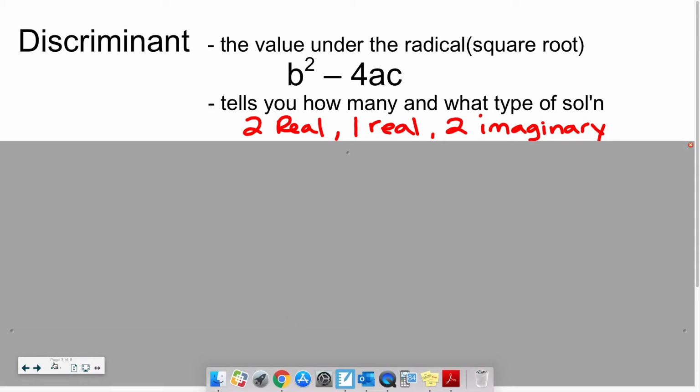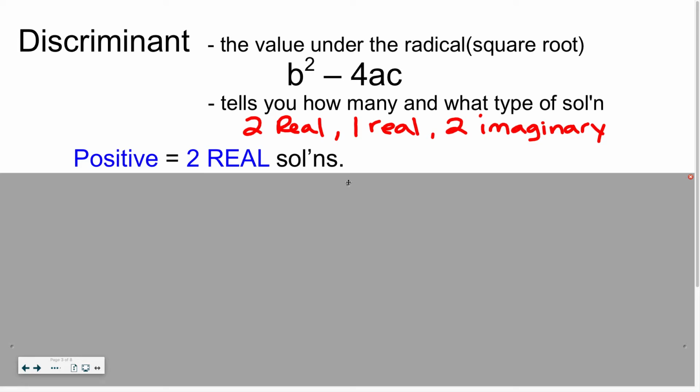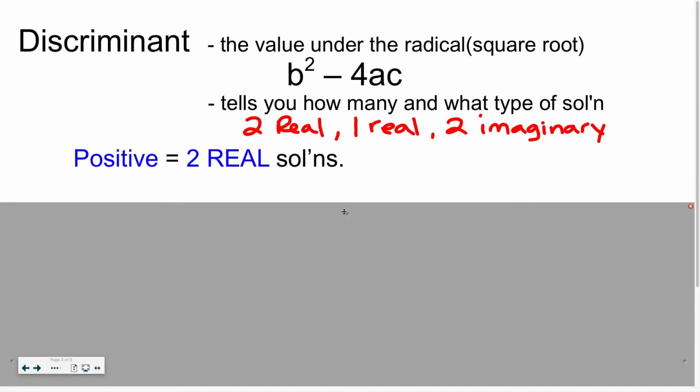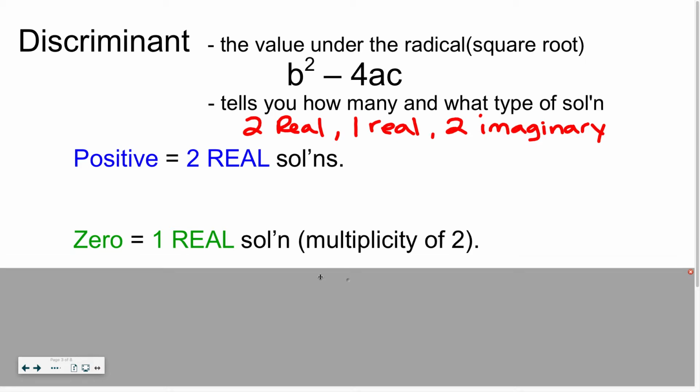So think about b squared minus 4ac. It's the stuff that sits underneath the square root. When you have a positive number underneath the square root, then you're going to have two real solutions. When the b squared minus 4ac, the thing underneath the square root, is equal to 0, then you're going to have one real solution.